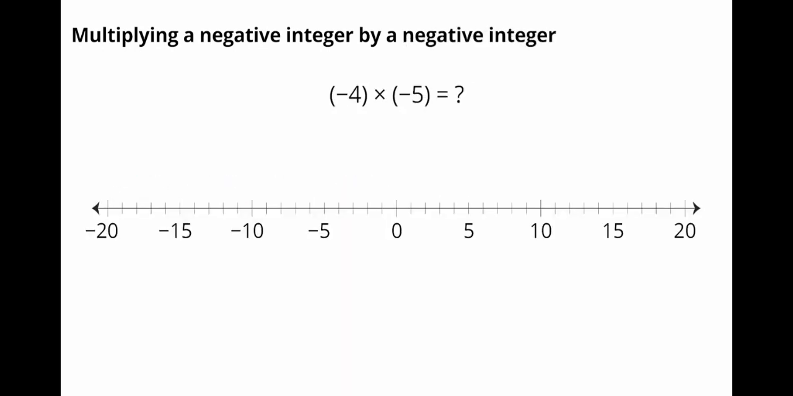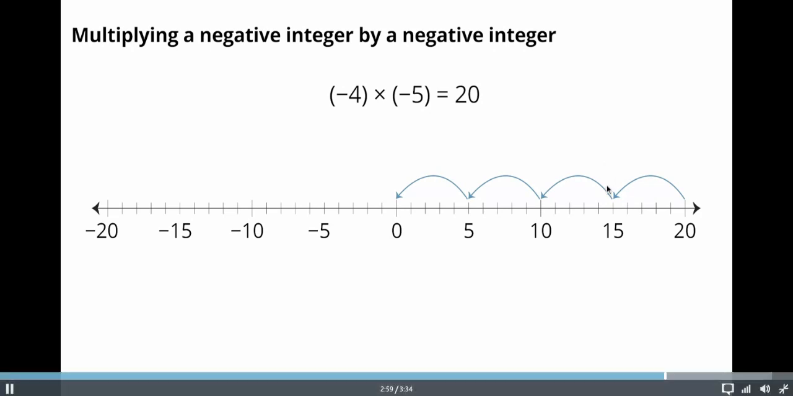Since the first integer in this equation is negative, you ended up at 0. You need to figure out where you started from in the past before you took 4 jumps. The second integer is also negative, so you know you took jumps of 5 to the left. You must have started at 20. Negative 4 times negative 5 equals positive 20.